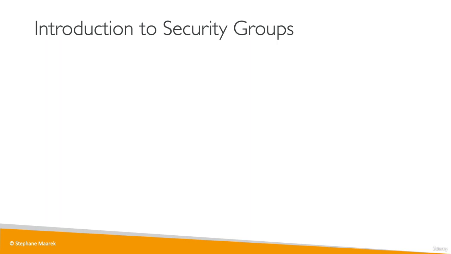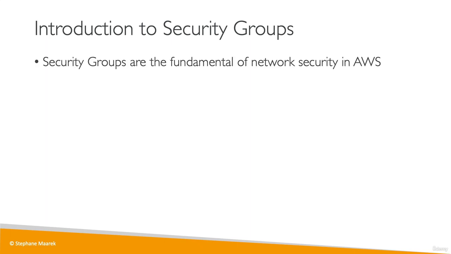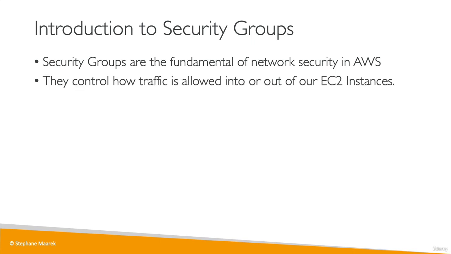Let's talk about these firewalls around our EC2 instances. So we briefly configured one in the previous lecture, but security groups, yet again, are going to be fundamental in doing network security in the AWS cloud. They will control how the traffic is allowed into and out of your EC2 instances.